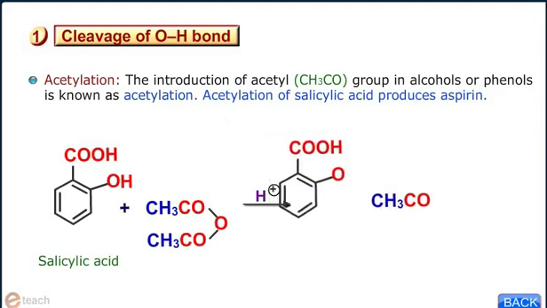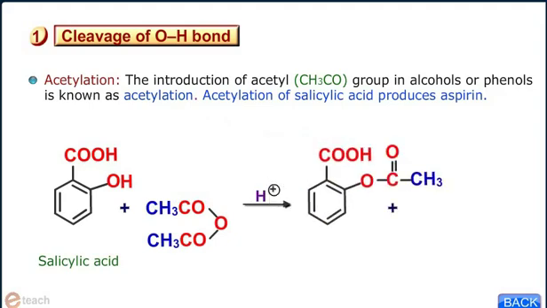C6H4OH COOH at ortho position plus (CH3CO)2O in presence of H plus gives C6H4 COOH and OC=O CH3 at ortho position plus CH3COOH, and C6H4COOH OC=O CH3 at ortho position is known as acetyl salicylic acid, that is aspirin.